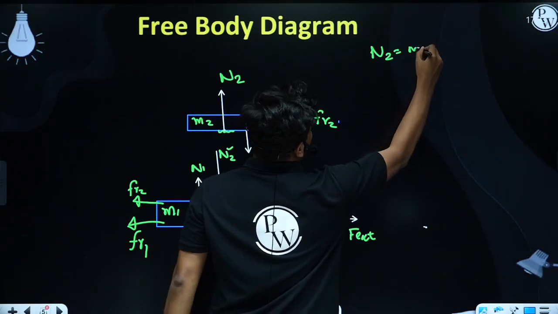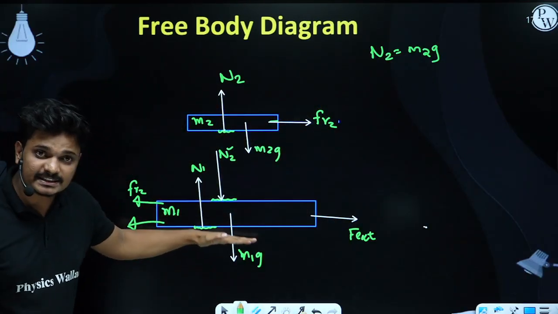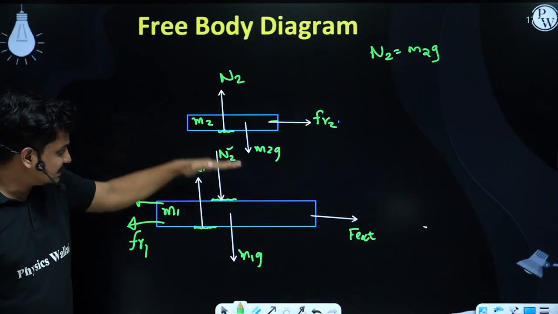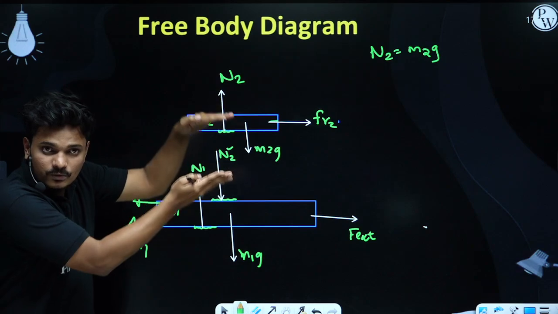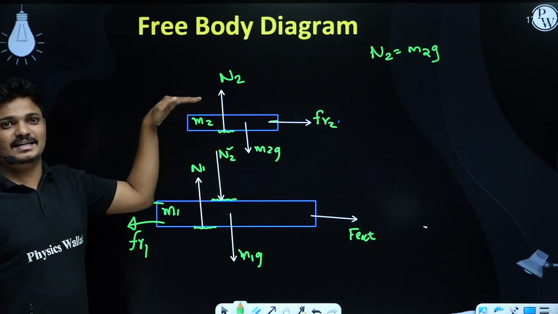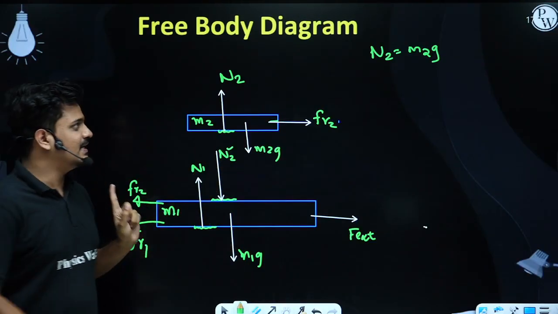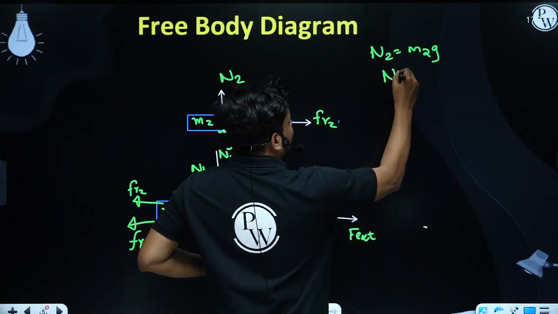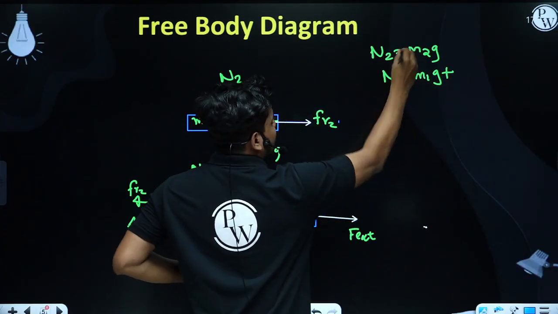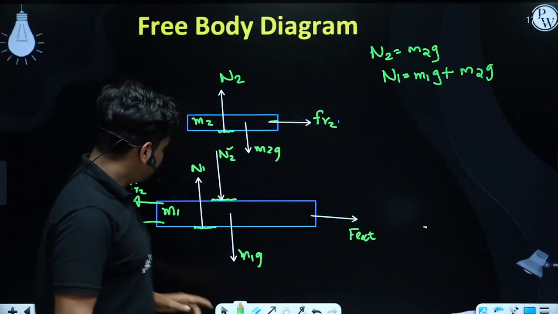N2 is actually M2G. Okay, then just observe this one, M1G acting downward, and N1 acting upward, and N2 also acting downward. So this vertical downward force, that are N2 and M1G, are balanced by N1. So this N1 is equal to N2 plus M1G. What is N1? N1 is equal to M1G plus our N2. What is N2? M2G.